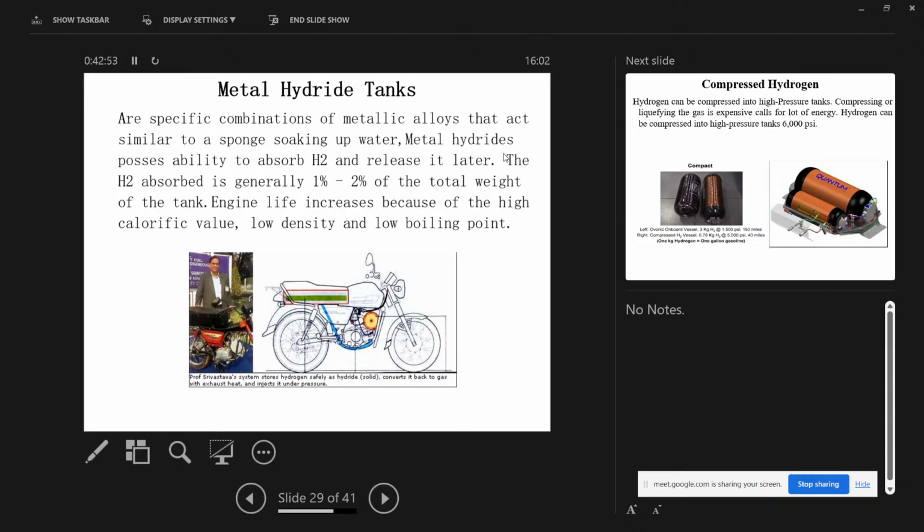And that possess the ability to absorb hydrogen and release it better. Because hydrogen is a gas, it should first be absorbed, and when you require that hydrogen, it should be released in the later conditions. And this hydrogen absorbed is generally 1 to 2% of the total percent of the gas. So now almost all of you know that so many companies, even now in India, apart from BMW or the Mercedes or the Ferrari, India has come up with these storage tanks, which will be used for refilling of hydrogen in the various automobile sectors.